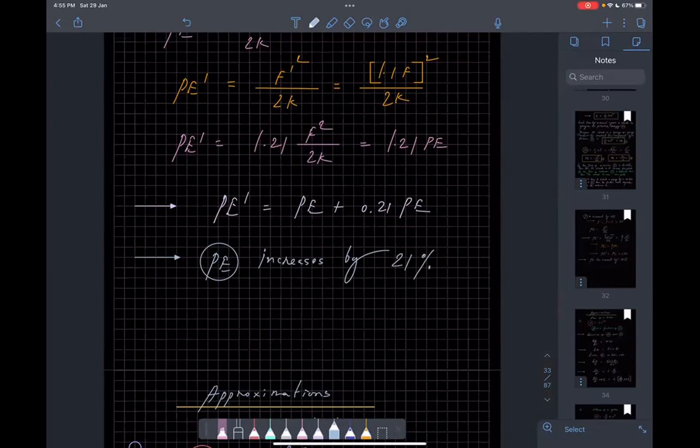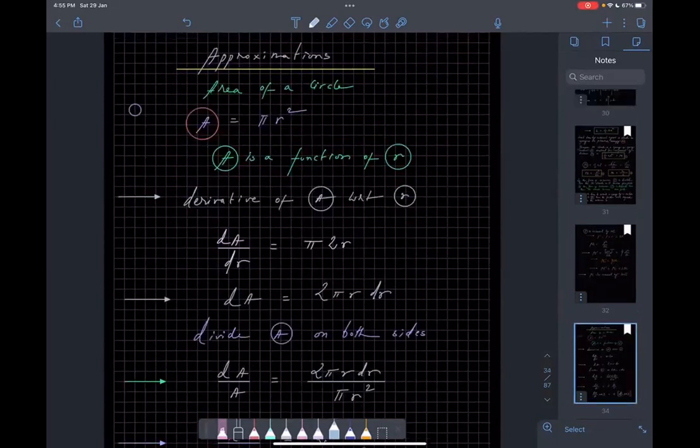Now there is something called approximations. If these percentages are small, then you need not do all this. You can directly tell the answer. I'll tell you what that approximation is, and it will be coming in every chapter, not only in work power energy. In maths we did area, same problems. So I'll just quickly revise that.